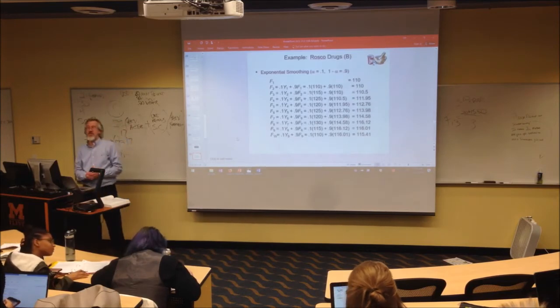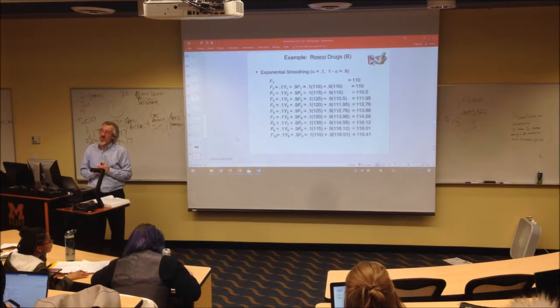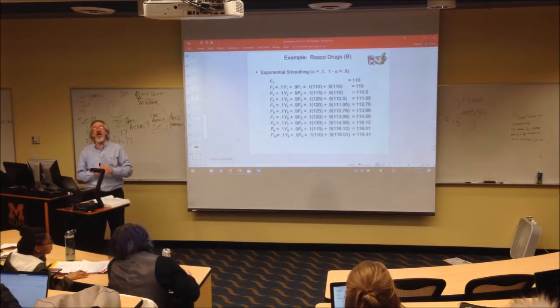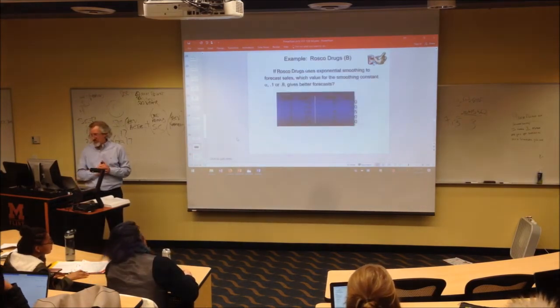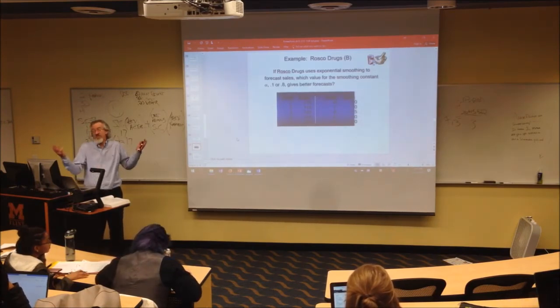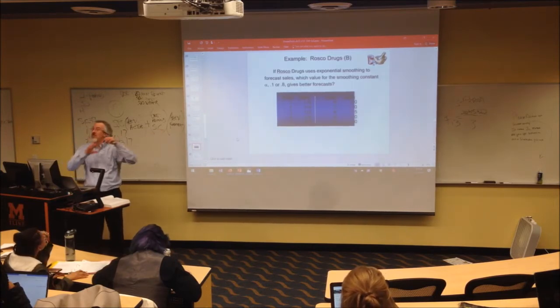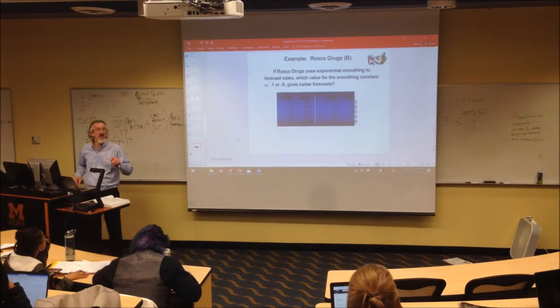Let's try this again now. Everything's the same, but 0.8 is the smoothing constant. What's your first forecast? Let me go back to the data. 110 still. Your second forecast would be 0.8 times the previous actual 110, plus the opposite of 0.8, which is 0.2, times the previous forecast, which is 110. Your second forecast is 110, right?